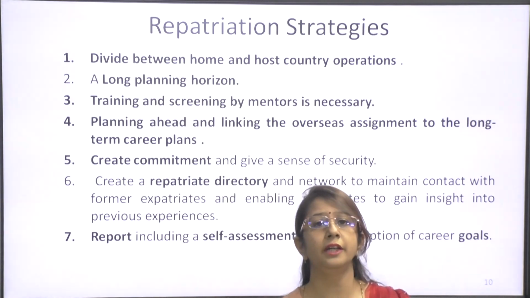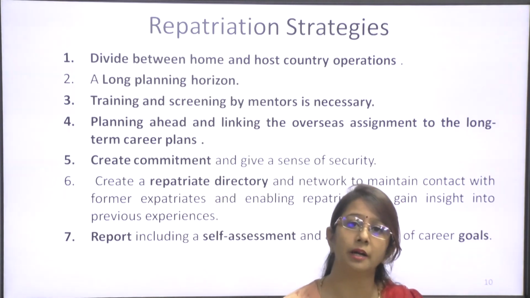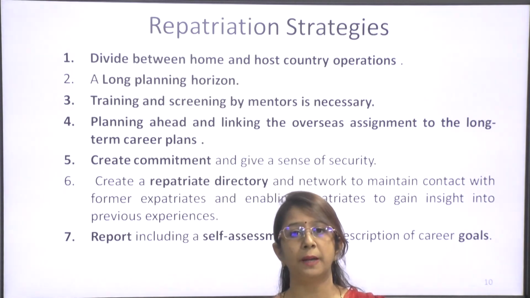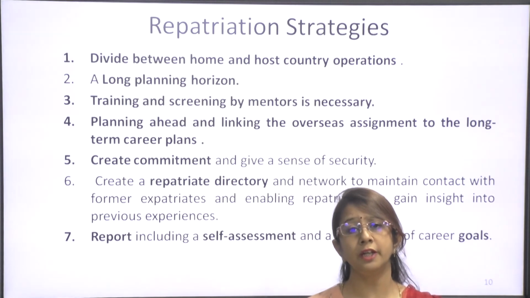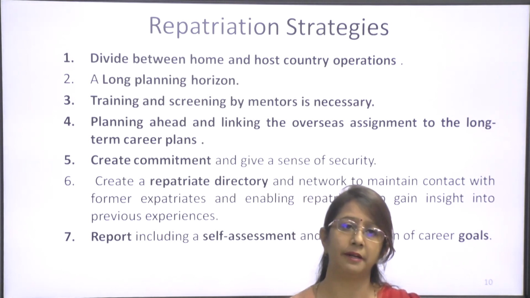Then training and screening by mentors is necessary. A trainer, screener or mentor can be attached to an expatriate who will be continuously in touch with this expatriate till he comes back to the home country. So, he will continuously give information about various questions that come into the mind of the expatriate.